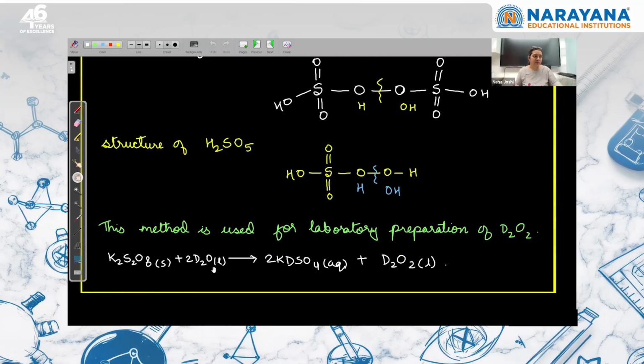hydrolyze it. Okay. But if you want to make D2O2, then instead of normal water, you will use heavy water, that is D2O. If you want to make simply H2O2, then here you use H2O. Whichever is your aim, as per that, you can decide whether to use H2O or D2O, right?